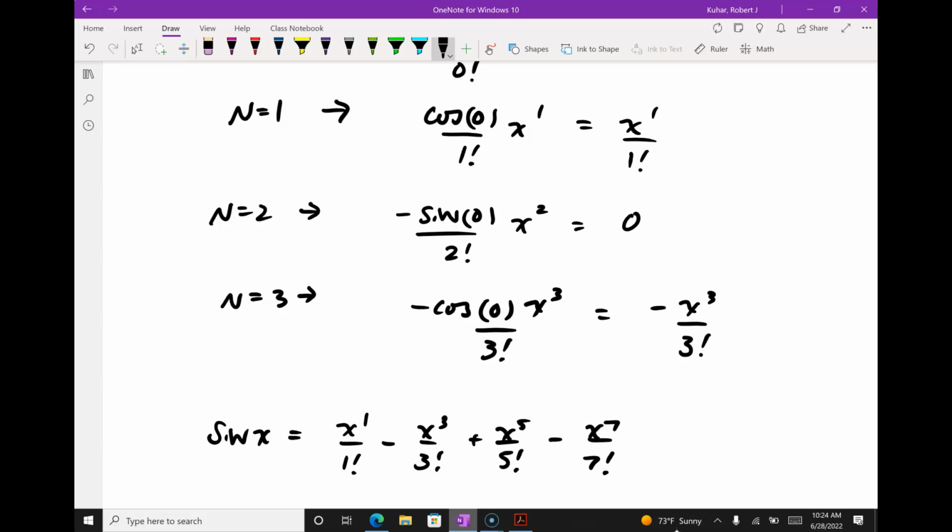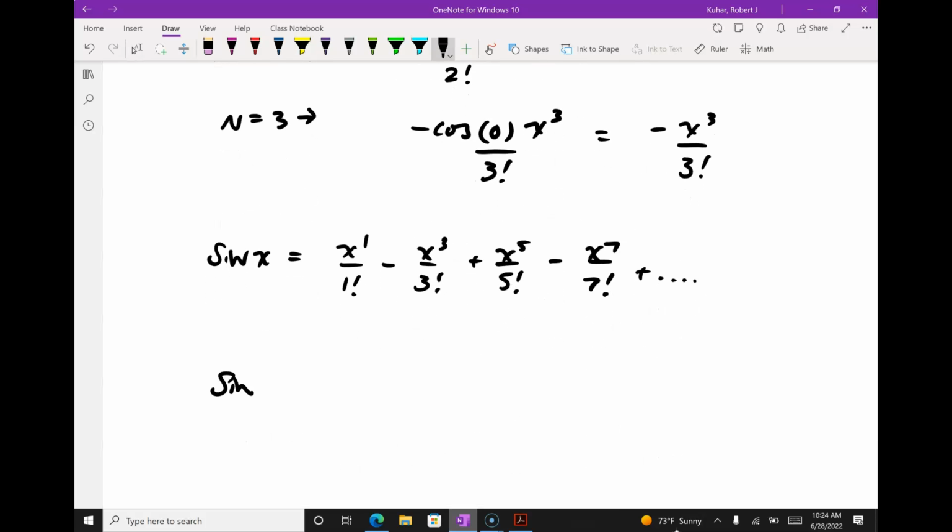And I already know this series for odds, right? I think I have the whole thing. So sine of x equals the sum from n equals 0 to infinity. My pattern for odds is 2n plus 1, if I start at 0. And my coefficient is going to be negative 1 to the n.